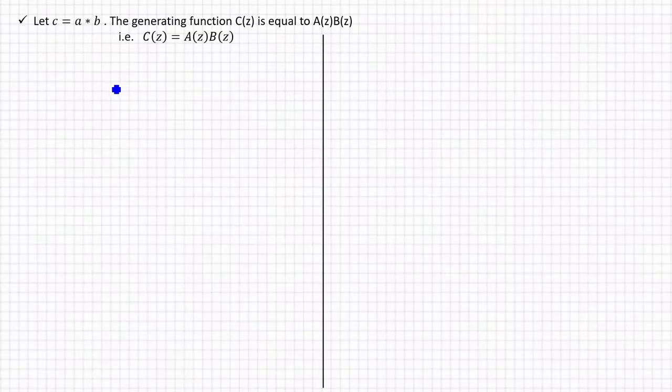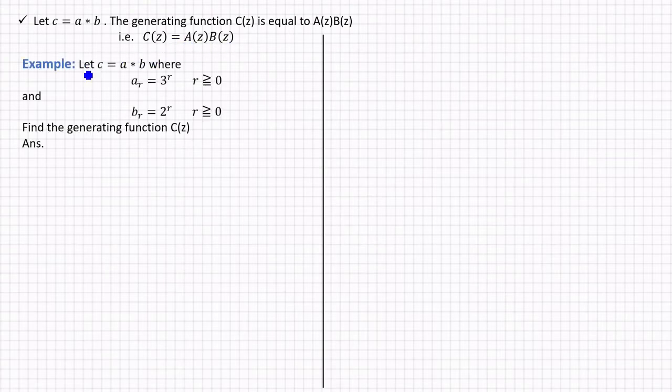In this lecture, we'll study another property of generating functions. Let c equal a times b, where a and b are two numeric functions. Then c is the product of the two numeric functions a and b, and the generating function C(z) is equal to the product of the generating functions A(z) and B(z). That is, we can write C(z) equals A(z) times B(z).